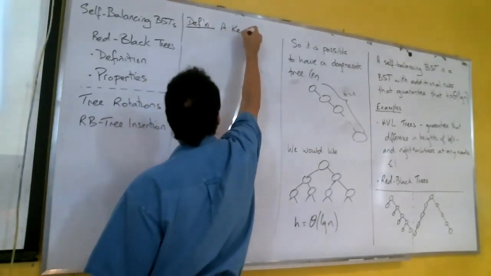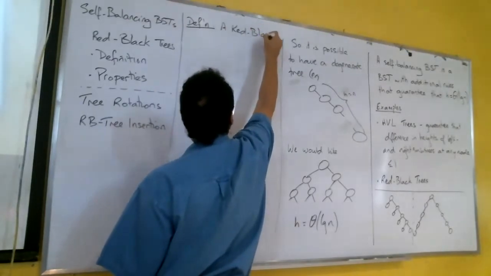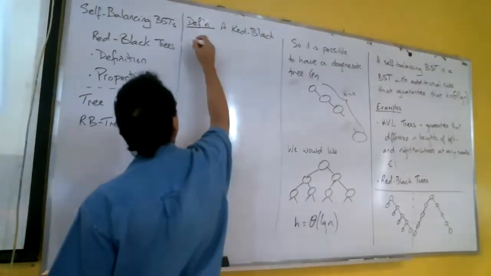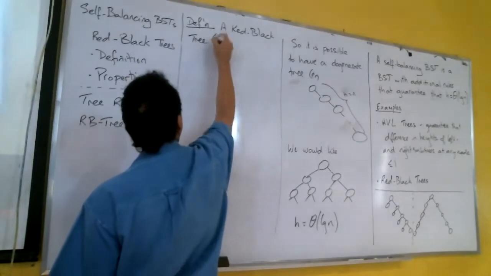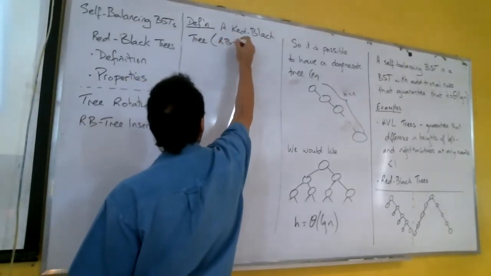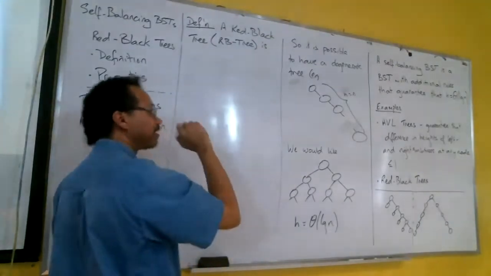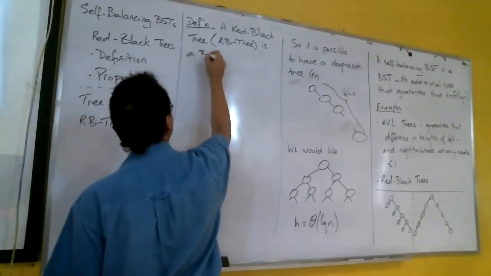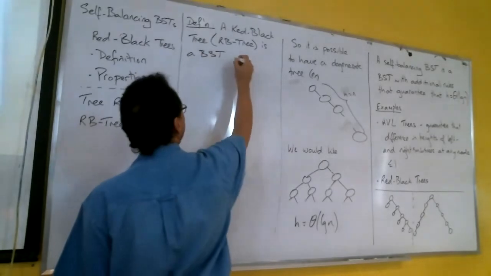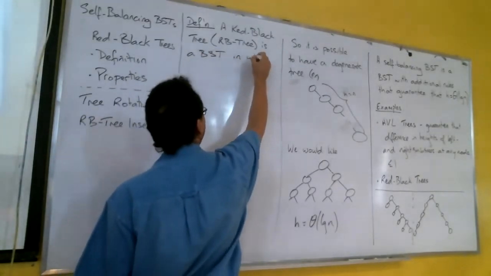From here on, I'm going to write RB to stand for a red-black tree. So first of all, it's a binary search tree, but it has some extra properties.